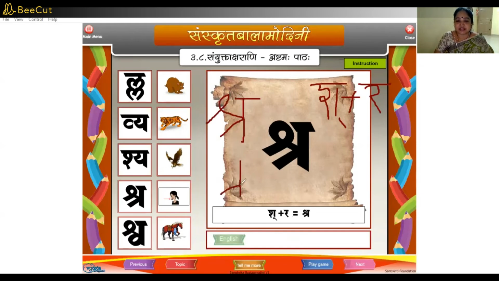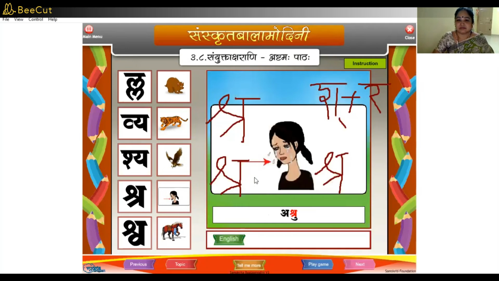Notice how I am writing. Shra. Like in Sri Ramajayam. Yes, Sri Rama Jayam. Sri. Ma'am, Shraddha. Yes, Shraddha. This word is not needed now.